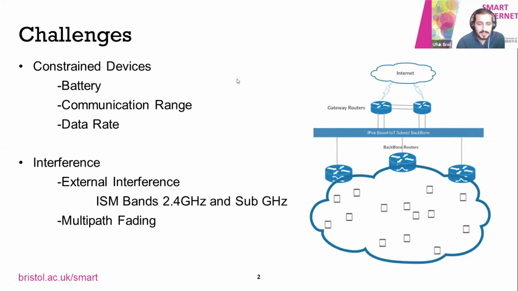The other one is multipath fading. Multipath fading is caused by the waves and bands. The signals can collide with other objects when there are metallic things around, so they can change the phase of the signal, and then they can basically destroy the signal itself.